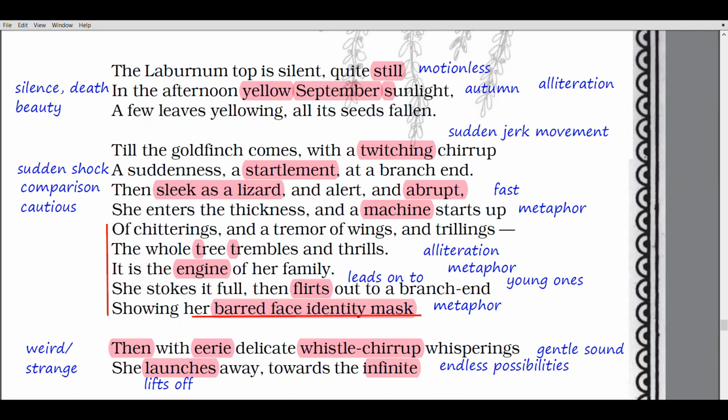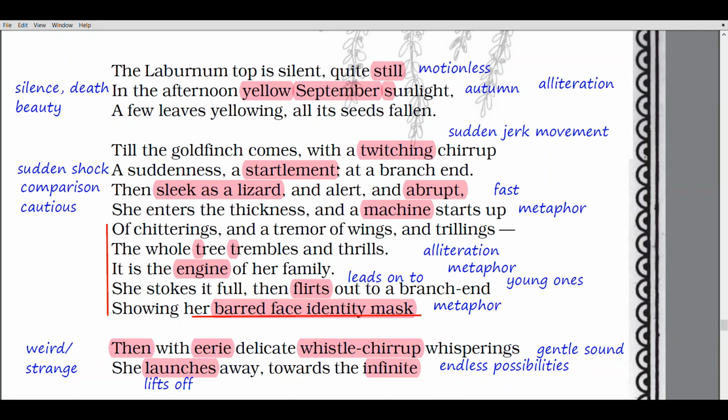Okay. So, the laburnum top is silent, quite still. In the afternoon, yellow September sunlight, a few leaves yellowing, all its seeds fallen. So the laburnum is a tree. It's a big tree, if you have seen the picture, in the autumn season. It will be all yellowish, and it is silent. There is no sound there, and it's quite still. It's quite motionless. It's not moving.